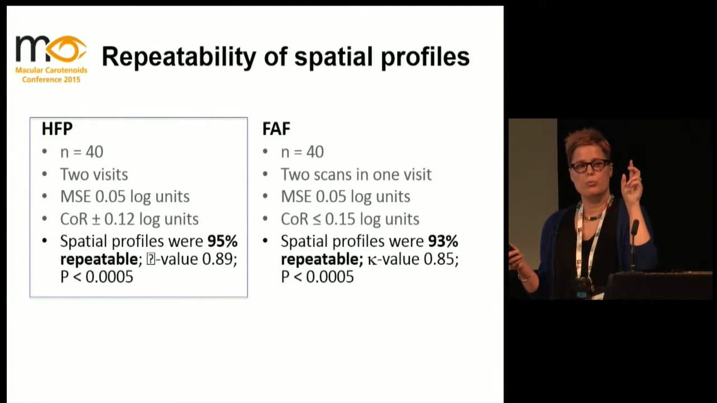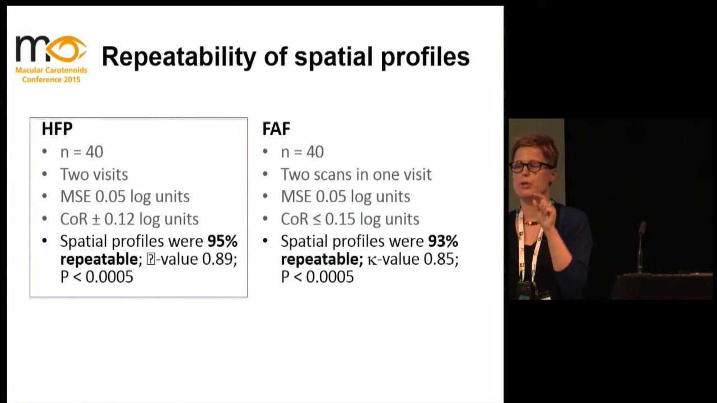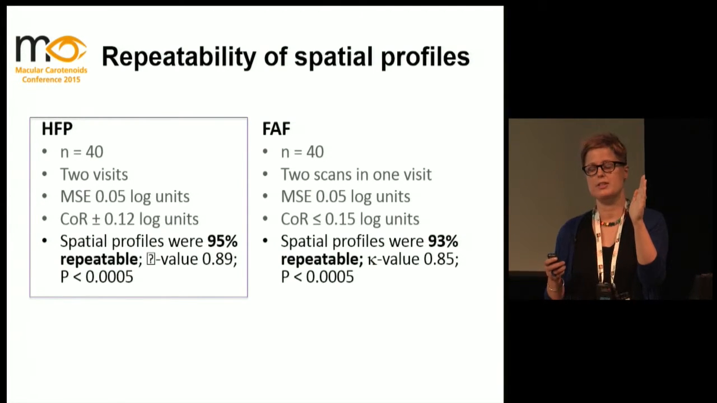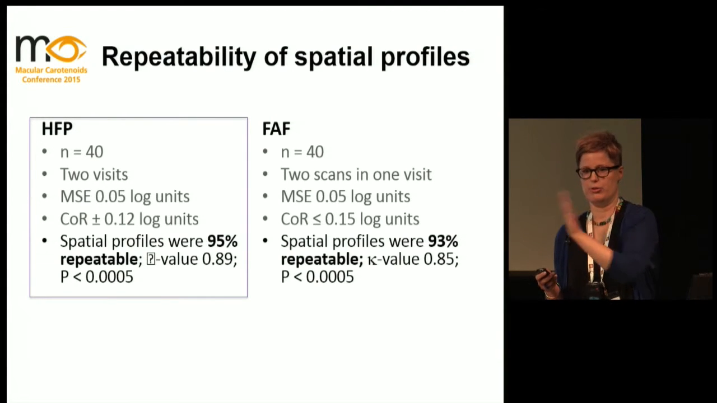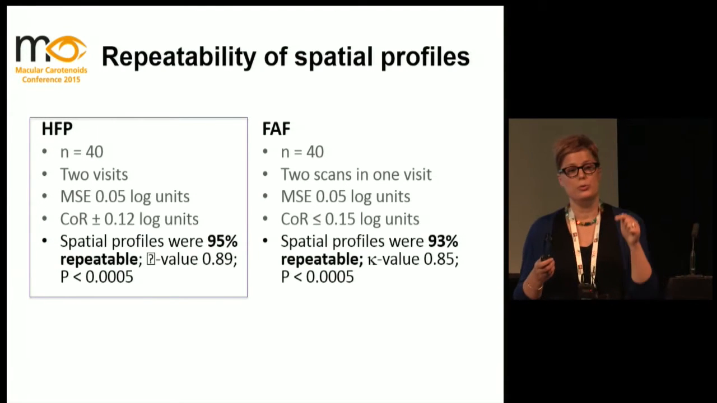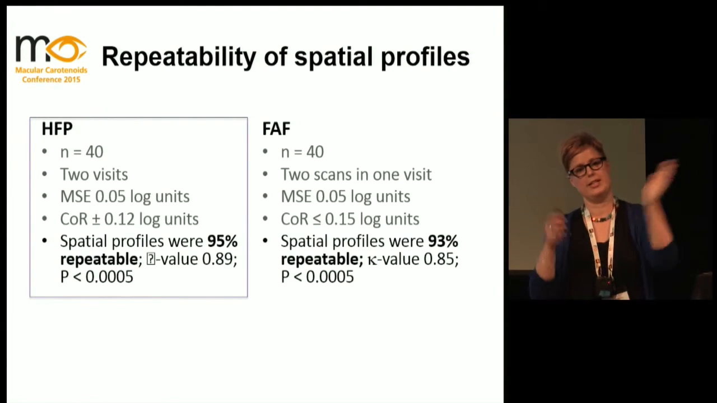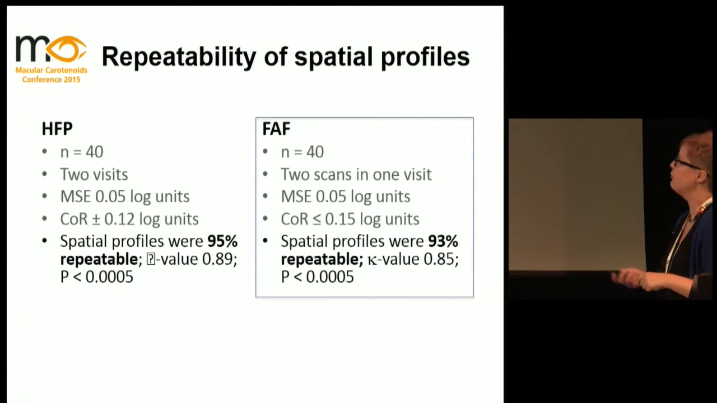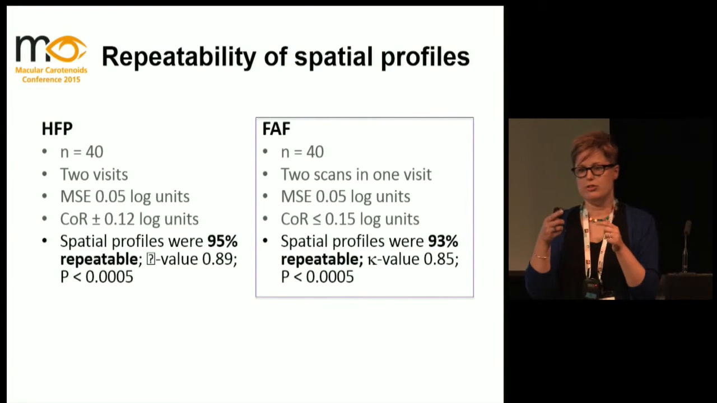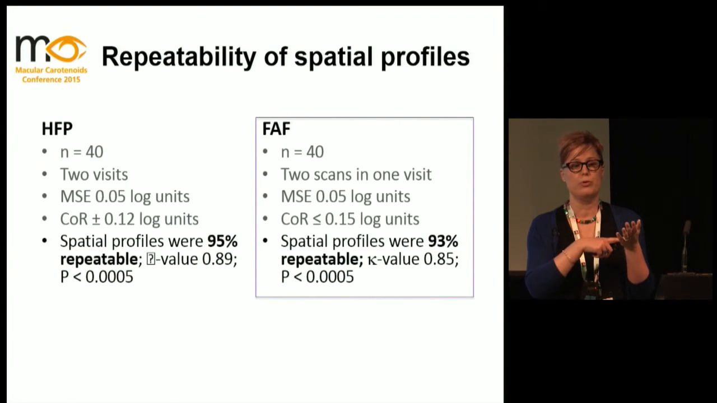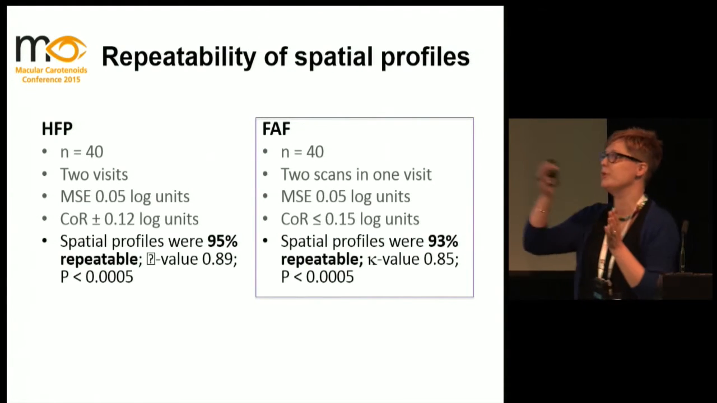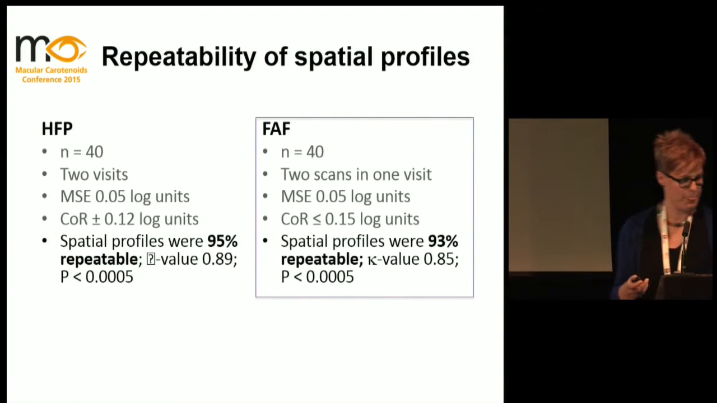A little bit more detail on the HFP results. There was one subject who had a central dip on the first visit, and that changed to an exponential on the second visit. There was also one person who had a ring-like profile on the first visit, and that changed to an exponential profile. And if we have a look at FAF, there were 3 subjects out of the 40 that changed from a ring-like profile to an exponential on the second scan.